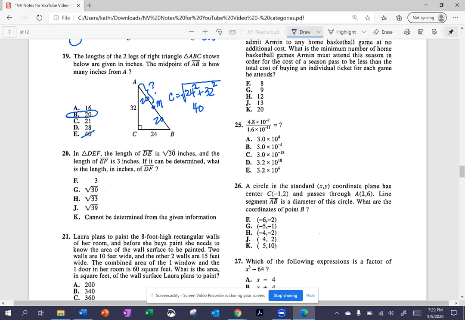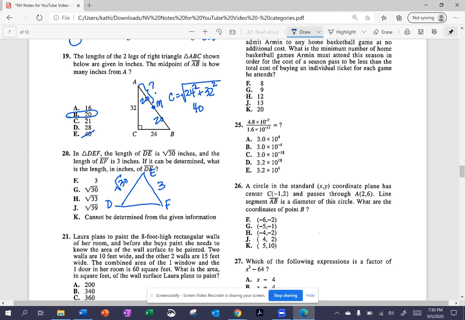Number 20. In triangle DEF, the length of DE is the square root of 30 inches, and the length of EF is 3 inches. If it can be determined, what is the length of DF?